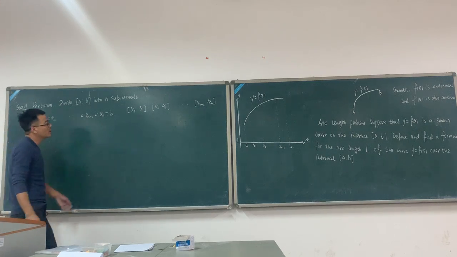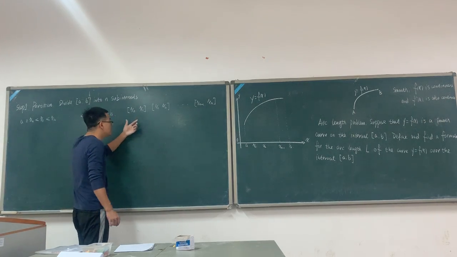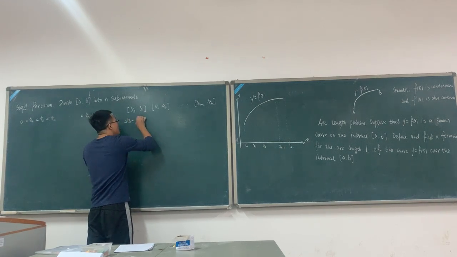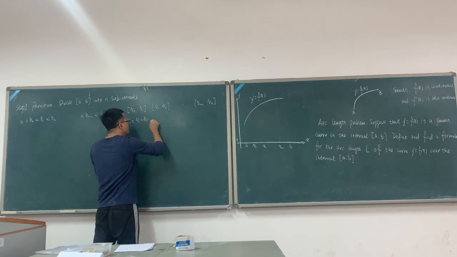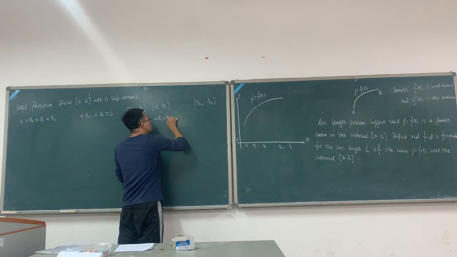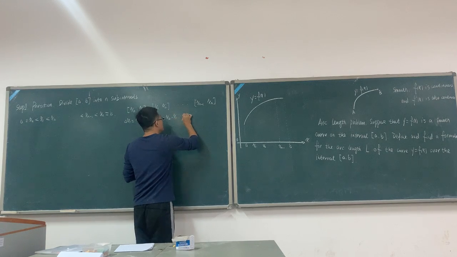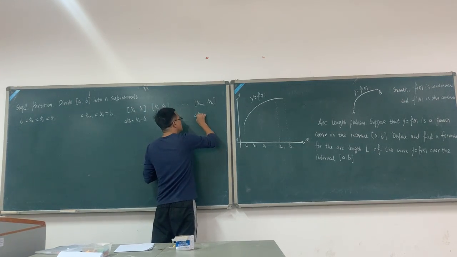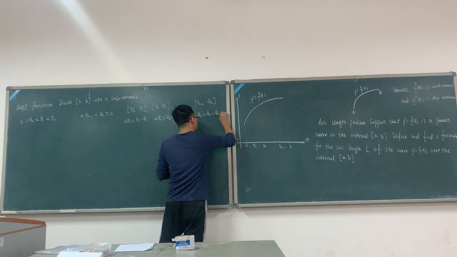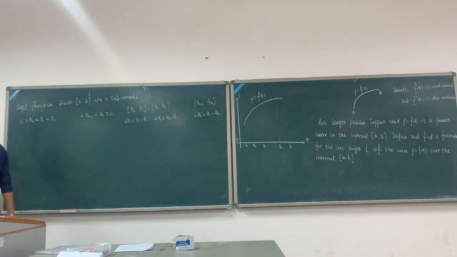So now, what are the lengths of the subintervals? Delta x1 is x1 minus x0, delta x2 is x2 minus x1, go on, delta xn is xn minus x(n-1). So this is the first step.